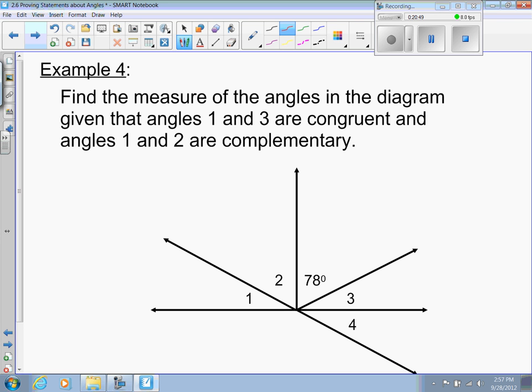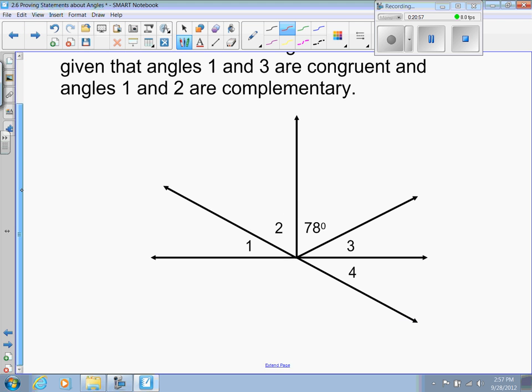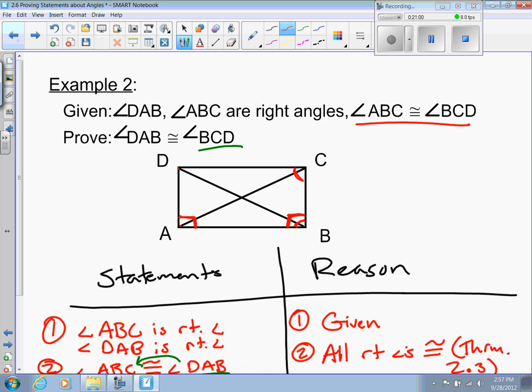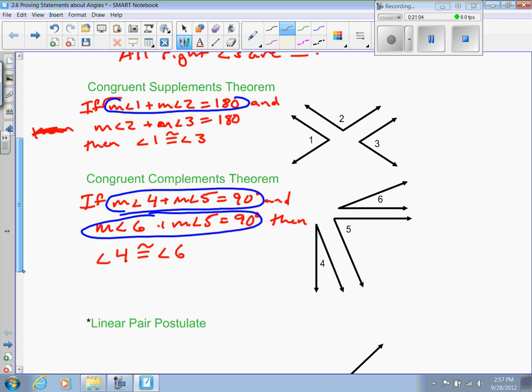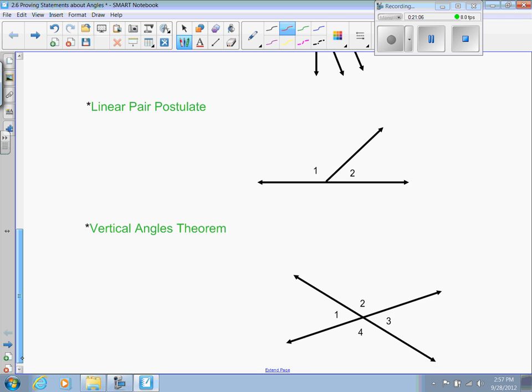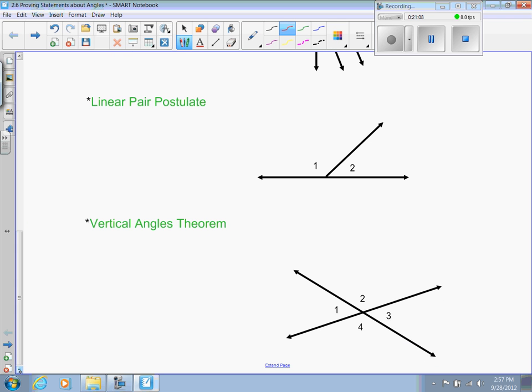And this one's not a proof, it just says find the measure of the angles in the diagram. I feel like I missed something now. Did we miss an example, some theorems in the beginning? I forgot to scroll down further. Oh, we need these theorems. Shouldn't take too long, but this is where we're going to use them.